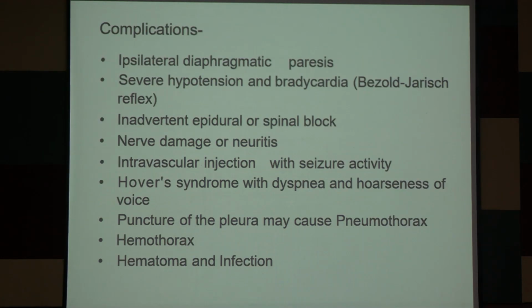Interscalene block we already discussed. See, the complications are the same: ipsilateral diaphragmatic paralysis, severe hypotension and bradycardia because of the blockade of the sympathetic ganglion. There can be inadvertent epidural or spinal block. Why? Because this place is very close to the vertebral column.